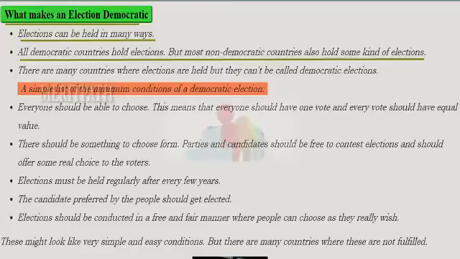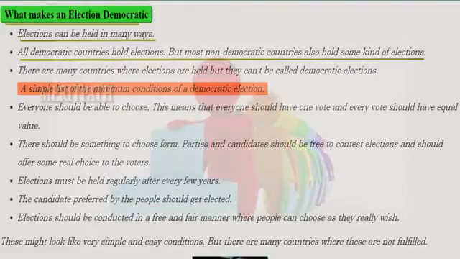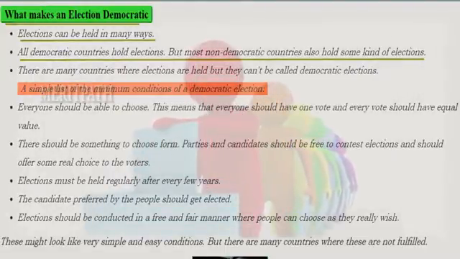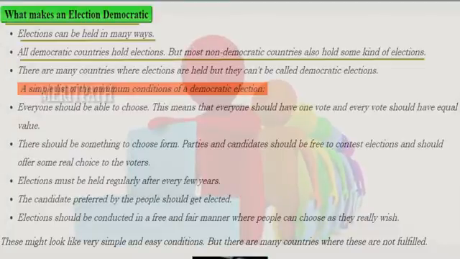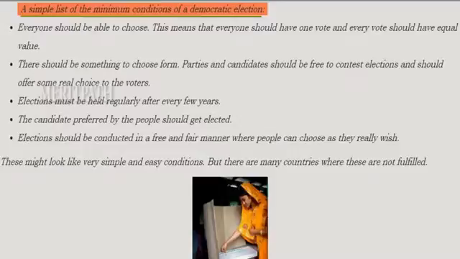What makes an election democratic? Elections are held in many ways. All democratic countries hold elections, but most non-democratic countries also hold some kind of elections. There are many countries where elections are held, but they can't be called democratic elections. So here is a simple list of minimum conditions for a democratic election. These conditions are: everybody should be able to choose. It means that everybody should have one vote and every vote should have equal value.